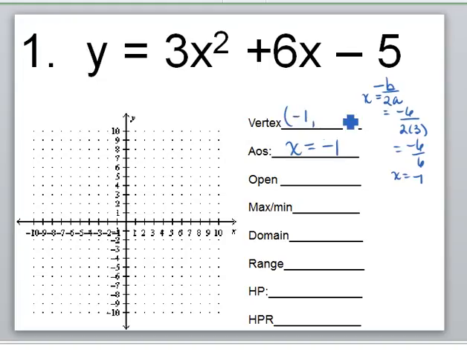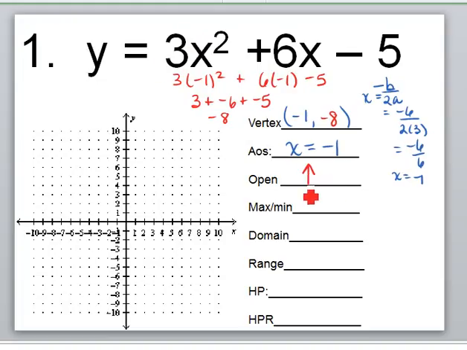My vertex is negative 1 comma something. I'll figure out that value by plugging in my negative 1. So I end up getting negative 1 times negative 1 is 1, times 3 is 3, plus negative 6 plus negative 5. That gives me a value of negative 8. I know that because a is positive, it's going to open up. If it opens upward, that means it has a minimum. So the minimum value happens to be the height of the y, which is negative 8. So negative 1, negative 8 is right here.